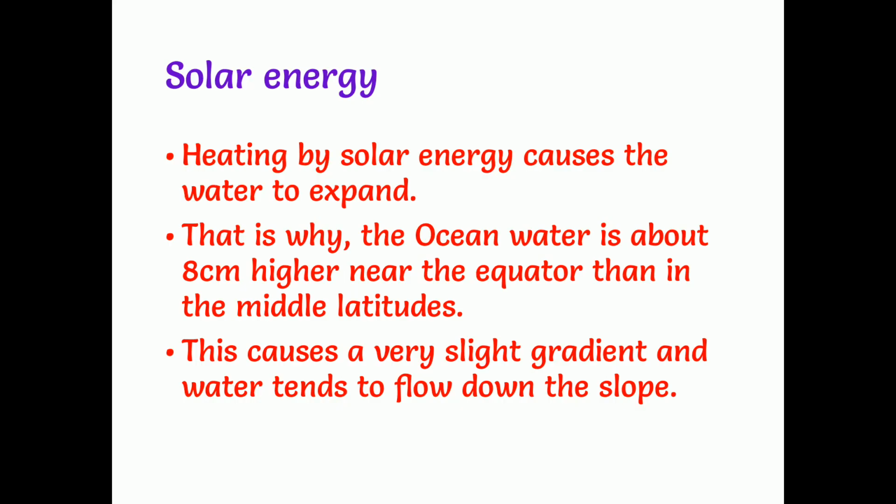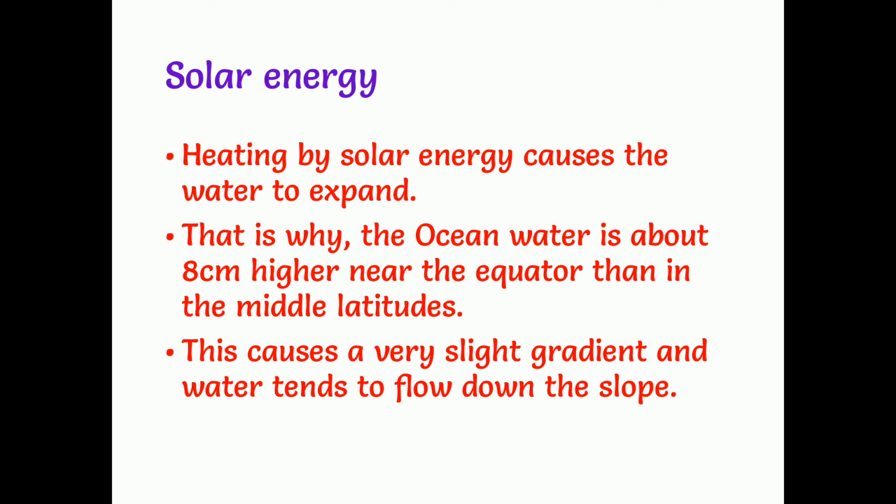Next one is solar energy. Heating by solar energy causes the water to expand. That is why the ocean water is about 8 centimeters higher near the equator than in the middle latitudes. So, more rainfall will be occurring in the equatorial region, and a lot of heat will also be there in the equatorial region only. And so, the ocean water is about 8 centimeters higher near the equator compared to the other latitudes.